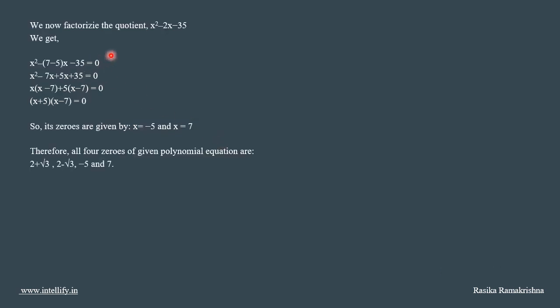Now we factorize the quotient. Once we factorize x square minus 2x minus 35, we can write it as x square minus 7x plus 5x minus 35 equal to 0. You can write this as (x plus 5) times (x minus 7) equal to 0. So your x is thus going to be either minus 5 or 7. Therefore, all the four roots of the polynomial equation are 2 plus root 3, 2 minus root 3, minus 5 and 7.